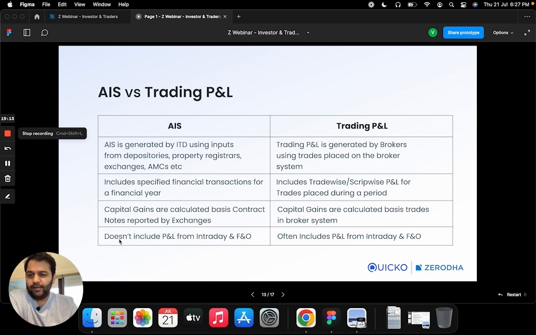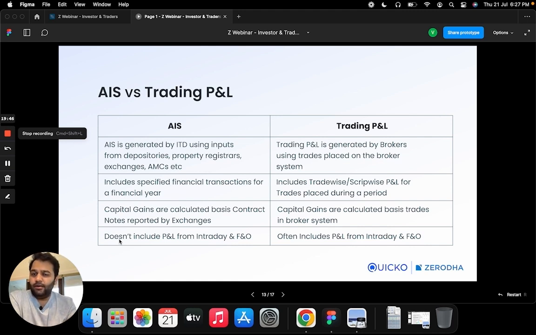The last and final point doesn't include P&L from intraday and F&O, right? Now, why is that? Your capital gains, your purchase and sale of shares in mutual funds are reported by exchanges to Income Tax Department. However, up until now, we haven't seen intraday and F&O transactions completely being reported to Income Tax Department and reflecting in an annual information statement. So there might be some gaps there as well.